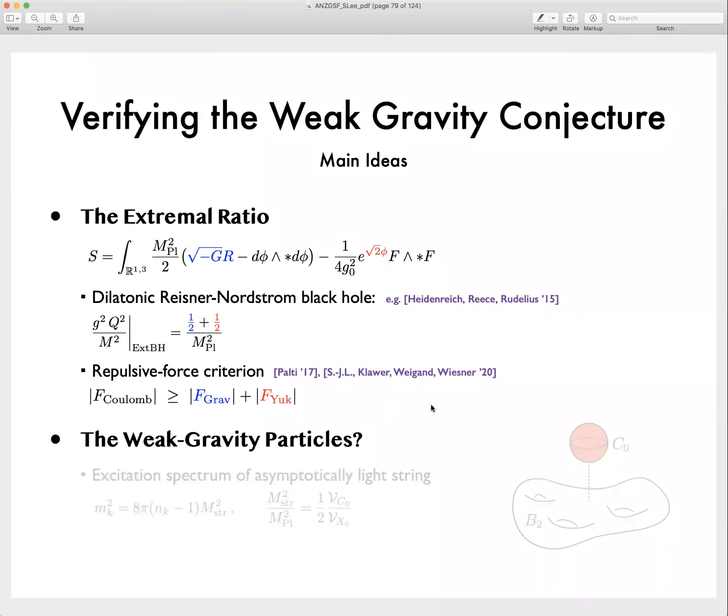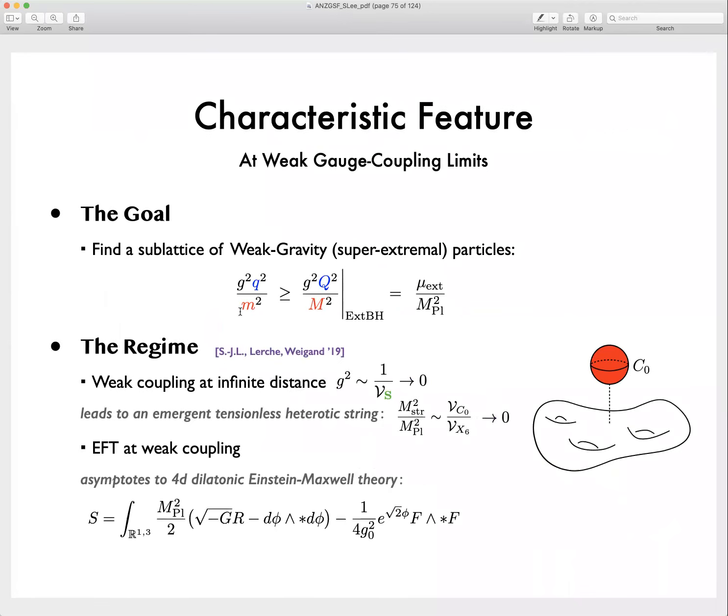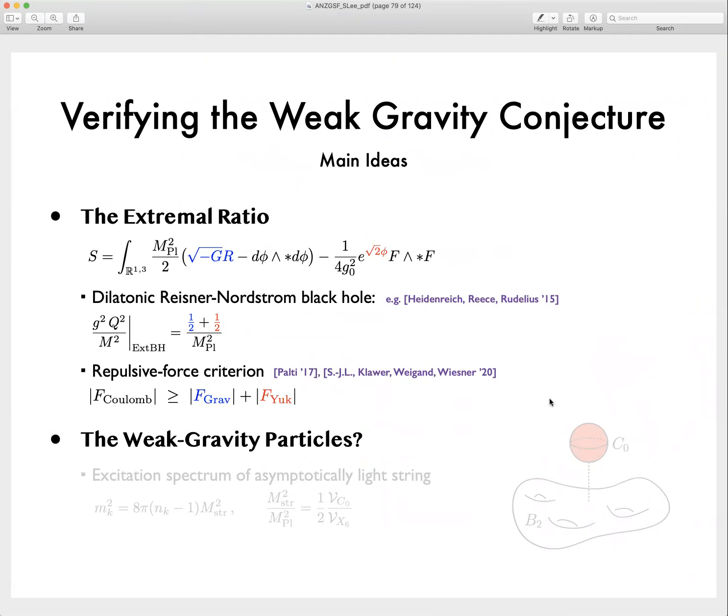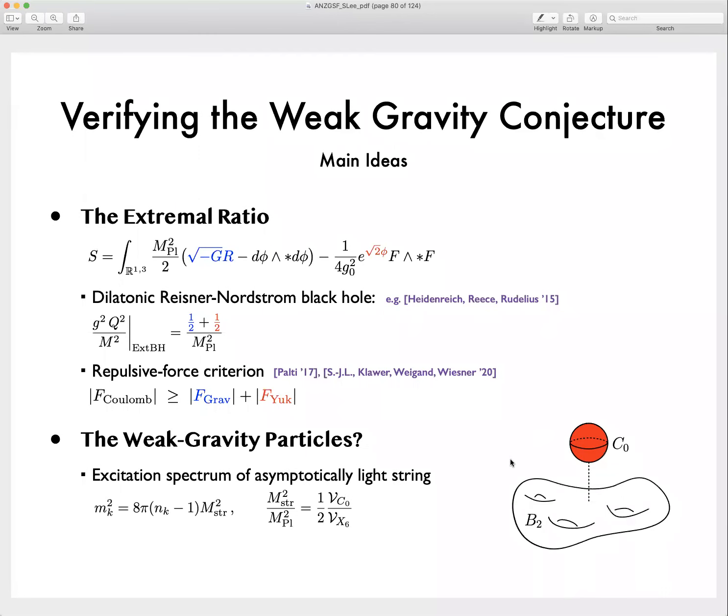So can we actually really claim that the spectrum contains weak gravity particles? After all, they must be light at weak coupling due to their super extremality. As you can see, this is fixed, and as you crank g down to 0, then the mass should be very light. So a natural candidate to consider for the weak gravity particles is the excitation tower of the tensionless heterotic string. Then 2 crucial questions remain. Firstly, can we naturally find a charged sublattice filled by the excitation spectrum? And next, are they extremal? Are they super extremal? Let's address these 2 issues in turn.